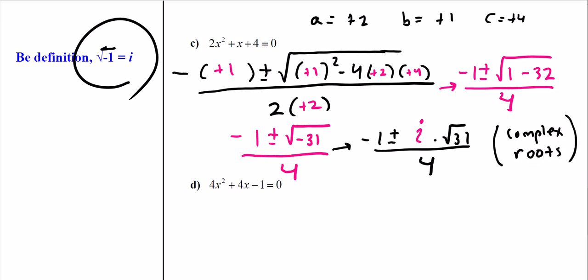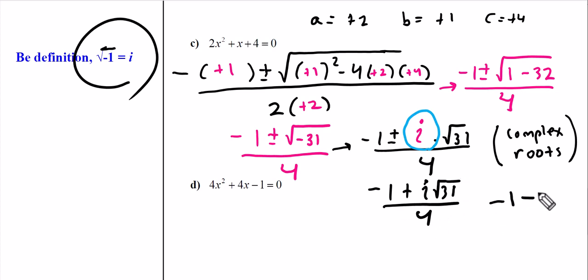A complex root is one where there's an imaginary unit as part of the solution or part of the root. Remember, there's technically 2 answers here, right? There's technically a negative 1 plus i radical 31 over 4, and the other one is negative 1 minus i radical 31 over 4. Those are our 2 solutions for part C, and they are complex or imaginary roots.